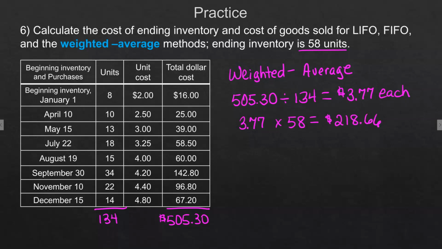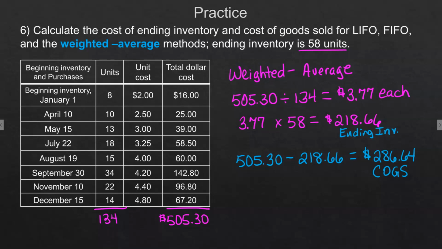218.66. And then cost of goods sold, we take our total amount that we had for sale, we subtract the ending inventory, and we got 286.64. Right, so this is cost of goods sold, and this one is ending inventory. Cost of, I guess I should say, cost of ending inventory. All right, so I'll finish this on the next video.